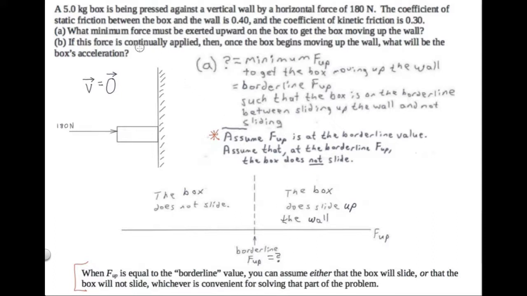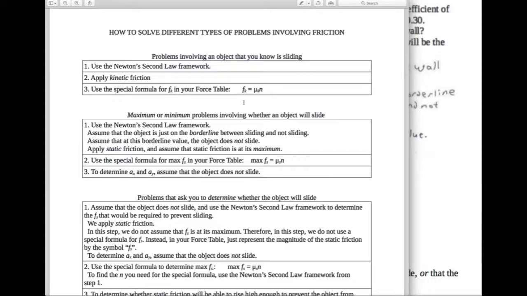Well, we just need to notice that this is a minimum problem. Because in the previous video, we learned a method for dealing with minimum or maximum problems involving whether an object will slide. Here's that method on the friction handout. And so we've learned that for this type of minimum or maximum problem, the useful, convenient assumption is to assume that at the borderline value, the object does not slide. So we'll follow that strategy and we'll assume that at the borderline, the object will not slide.